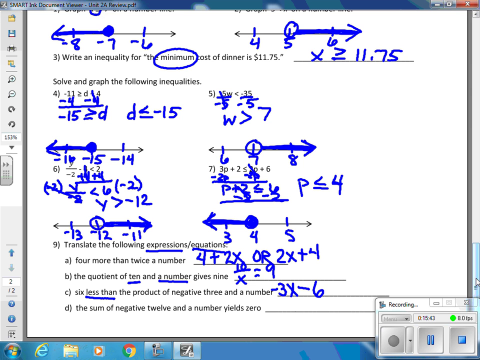For letter D, it says the sum of -12 and a number yields 0. Sum means to add. So we're going to take -12 and we're going to add some number that we don't know. And it yields 0, which means it equals 0.